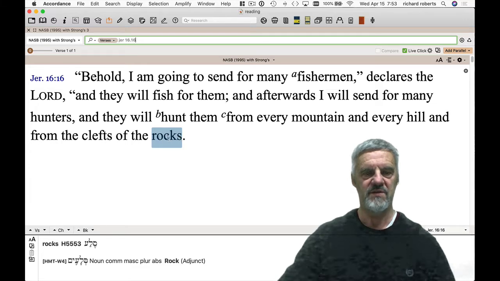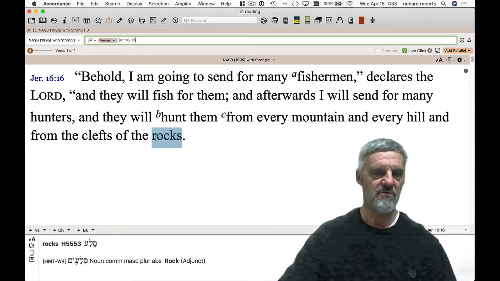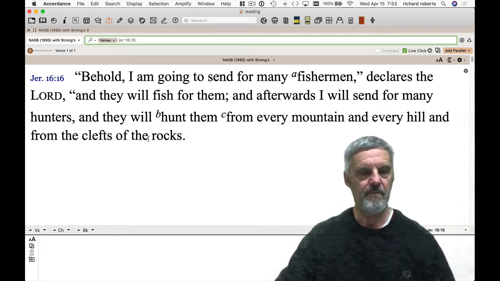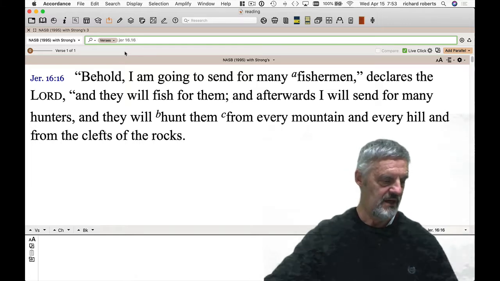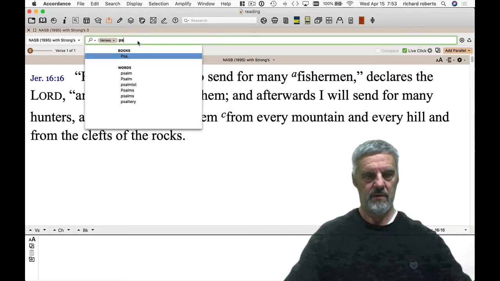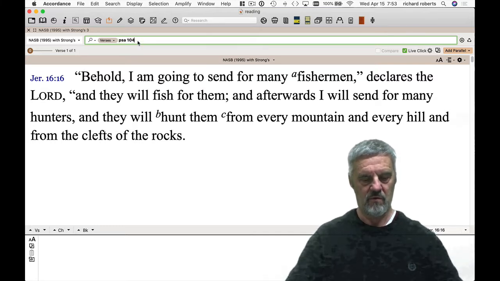And so we have these things parallel here. The rocks were a place where people would run for refuge or to escape enemies. And even, I think there's one even in the animal world, Psalm 104:18.